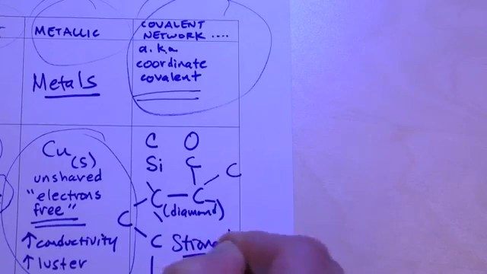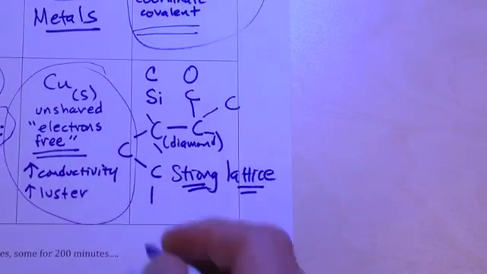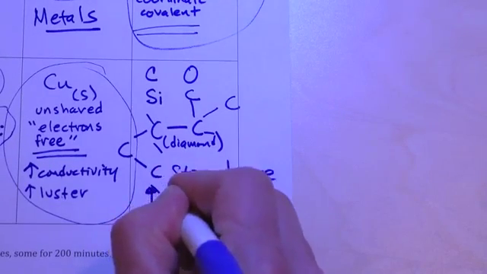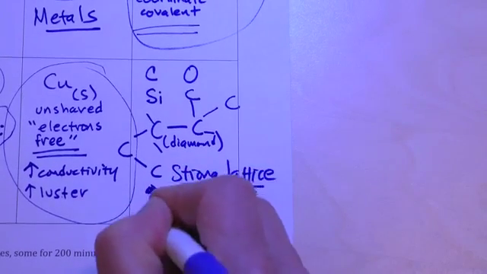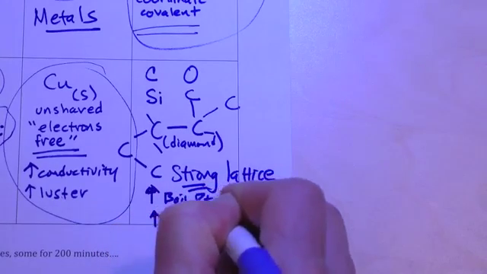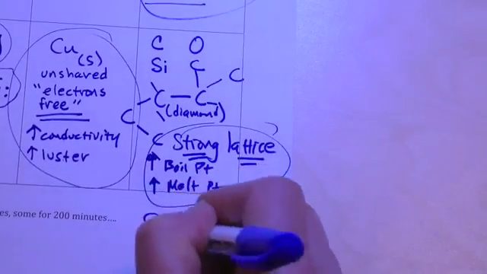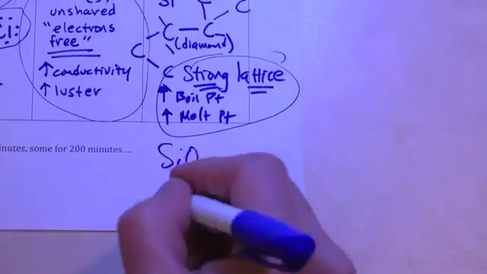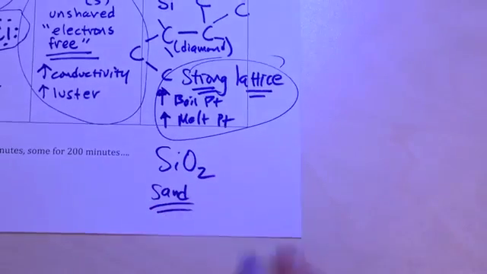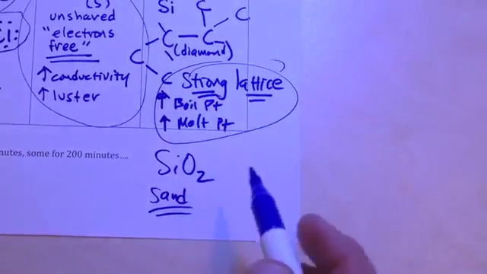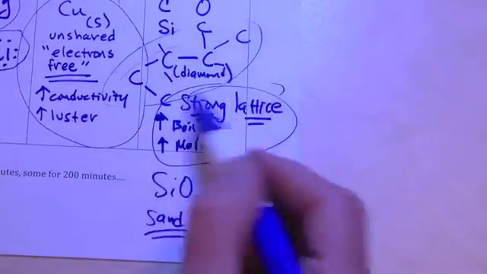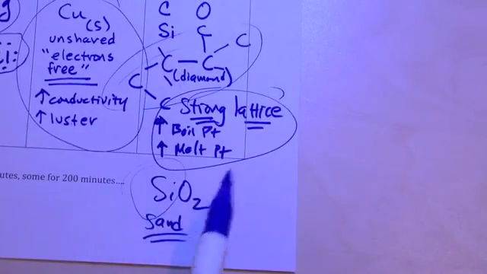forming this strong lattice. This strong lattice usually has a really high boiling point, a really high melting point, and it sticks them together super duper strong. Silicon dioxide is a good example of this. Silicon dioxide is known as sand in its covalent network state, and of course sand melts at a fairly high temperature and it sticks together really, really well. Other carbon structures also have a little bit of oxygen in them, but these are two examples where we have carbons sticking together and silicons sticking together.